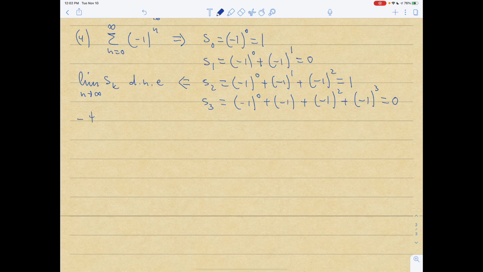So the series does not converge. All right, so this might indicate that whenever you have a series with alternating signs, it's not going to converge, but you will see later on that that's actually not necessarily the case.